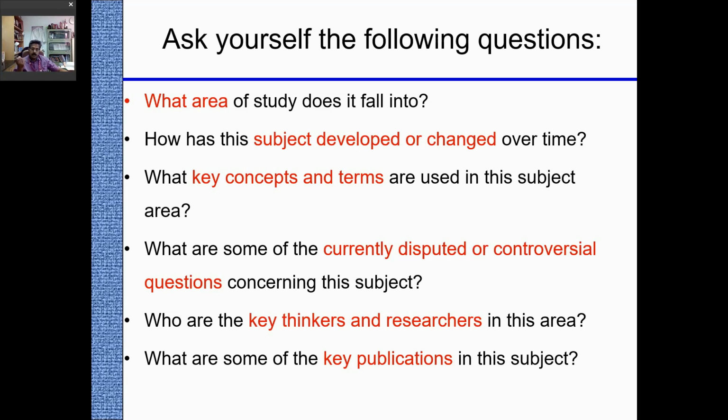And another thing is to find out the publications which are key publications by pioneers in the field. You must read those papers to find out how the pioneers in the subject have worked and how they have thought to bring out a paradigm shift in the knowledge.